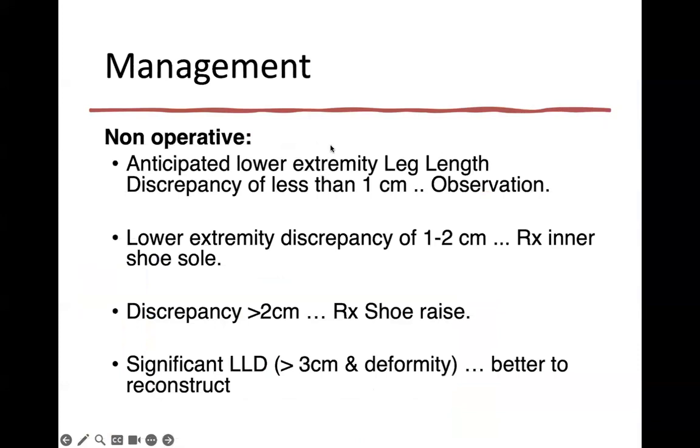Treatment is non-operative when the anticipated lower extremity leg length discrepancy is less than 1 centimeter. We have to observe frequently, 3 times a year. For a lower extremity discrepancy of 1 to 2 centimeters, an inner sole can be given. When the discrepancy is between 2 to 3 centimeters, a shoe raise can be given. However, for a discrepancy of more than 3 centimeters and significant deformity, it is better to excise the bar and reconstruct.